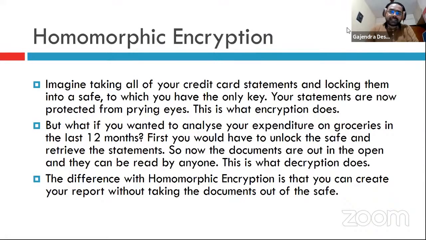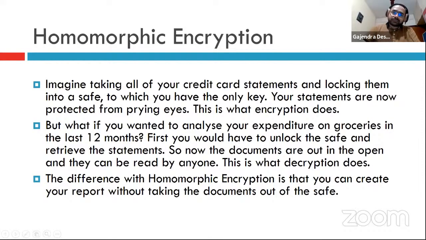Let's discuss it with an example. Now imagine taking all of your credit card statements and locking them into a safe to which you have the only key. So your statements are now protected from prying eyes. So this is what encryption does. But what if you wanted to analyze your expenditure on groceries in the last 12 months? So first you would have to unlock the safe and retrieve the statements. So now the documents are out in the open and they can be read by anyone. So this is what decryption does. But the difference with homomorphic encryption is that you can create your report without taking the documents out of the safe.